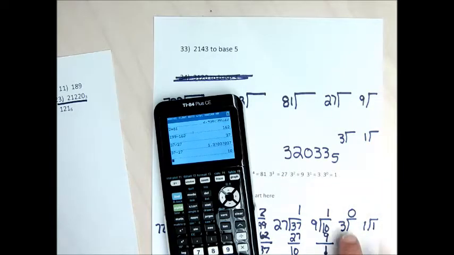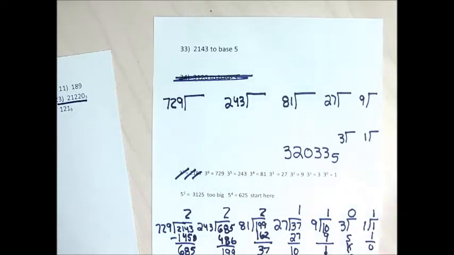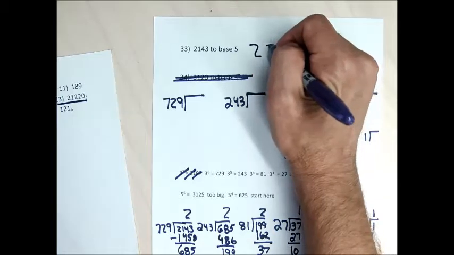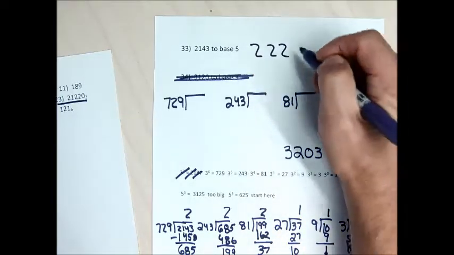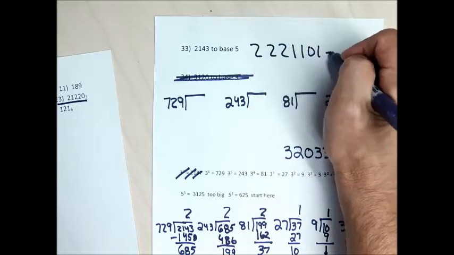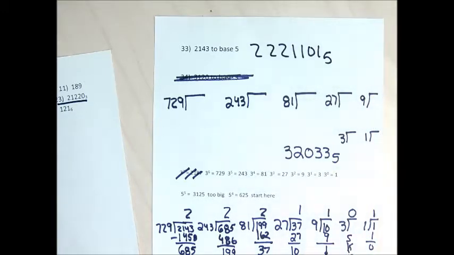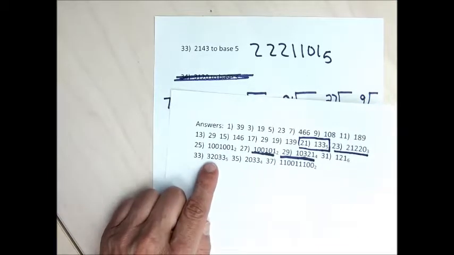So my remainder was less than that 3, so I skipped the 3, went to this final division. I'm going to do 1 divided by 1 and get 1, multiply, subtract, and get a remainder of 0. So I believe the answer to 33 is 2221101 base 5, and it doesn't look anything like the answer that I have written here. So this could be a mistake.